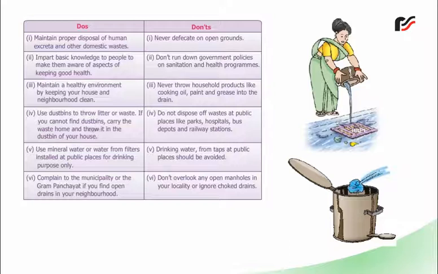4. Do not dispose of waste at public places like parks, hospitals, bus depots and railway stations. 5. Use mineral water or water from filters installed at public places for drinking purpose only. 5. Drinking water from taps at public places should be avoided. 6. Complain to the municipality or the Gram Panchayat if you find open drains in your neighborhood. 6. Don't overlook any open manholes in your locality or ignore choked drains.